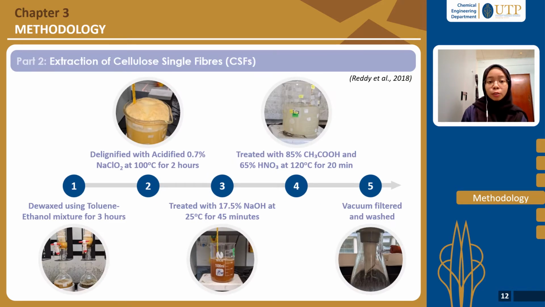So moving on to part 2, where the Napier grass have been prepared, we proceed with the extraction of cellulose single fibers, which also adopted from Reddy et al.'s paper. Firstly, the Napier grass fibers is dewaxed using toluene ethanol mixture for around 3 hours, and then it is delignified before it is treated with sodium hydroxide for 45 minutes. The last treatment is to treat with acetic acid and nitric acid for 20 minutes, and at every treatment, it is vacuum filtered and washed to remove excess chemicals.